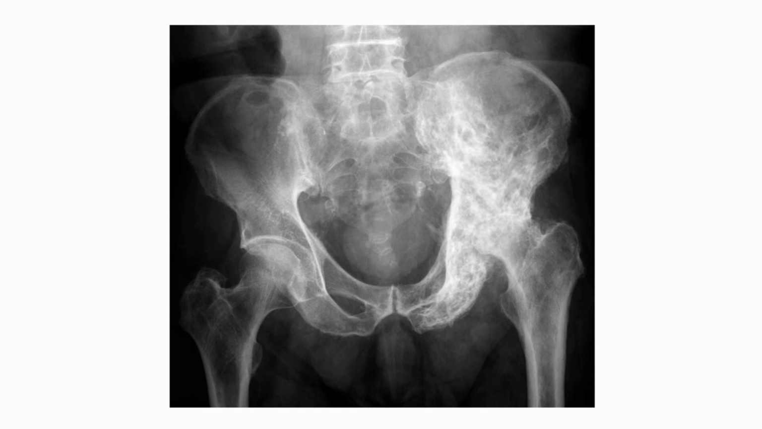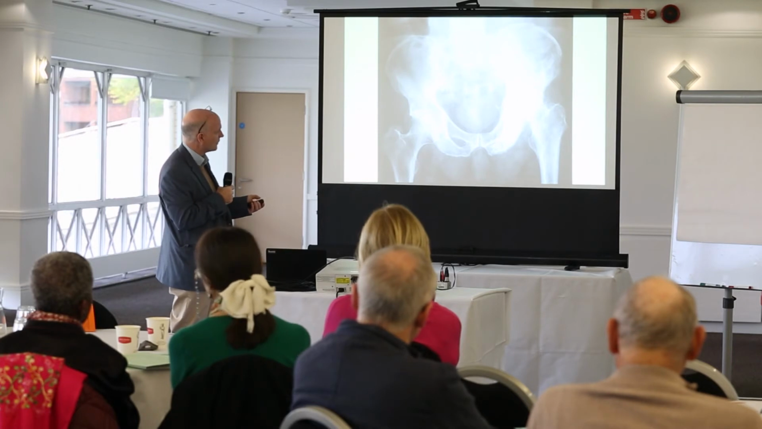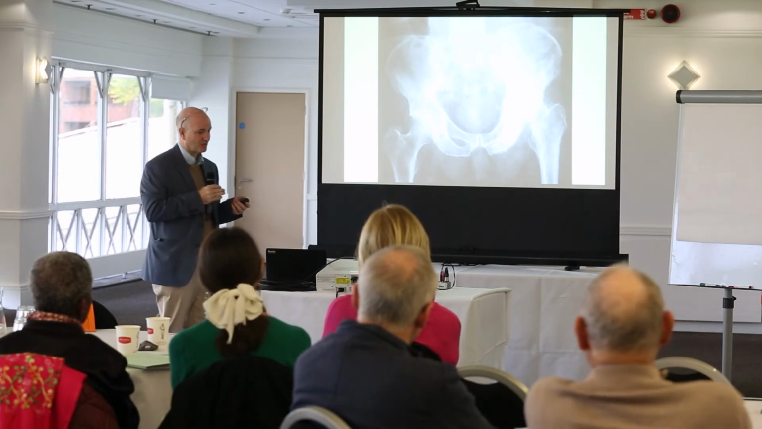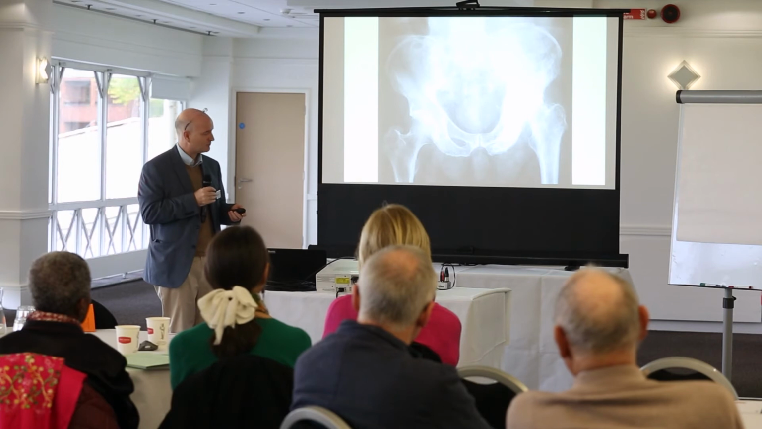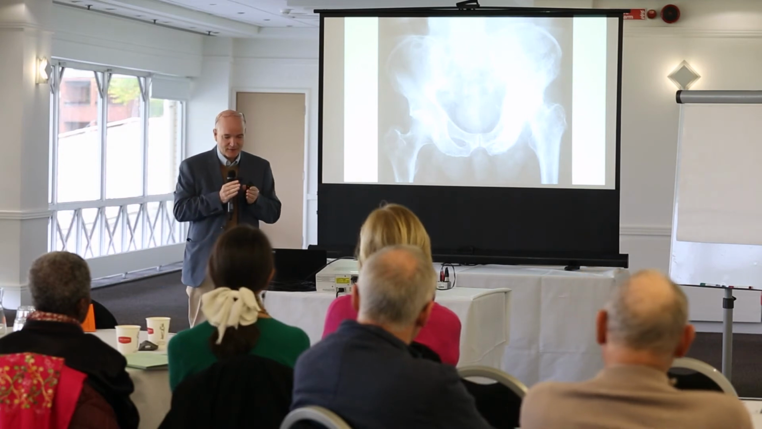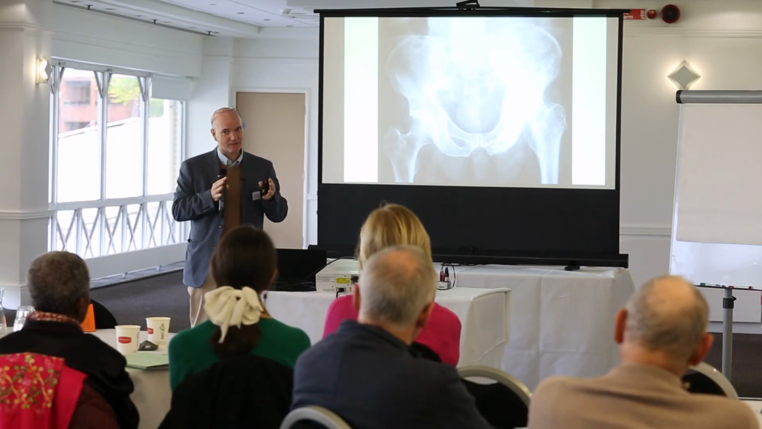Here's another example, slightly different. Here the Paget's is all affecting the pelvis. So you can see typical Paget's disease appearance. Another thing that tells us that this is Paget's and not another type of bone disease is that the actual bones are bigger than they should be.